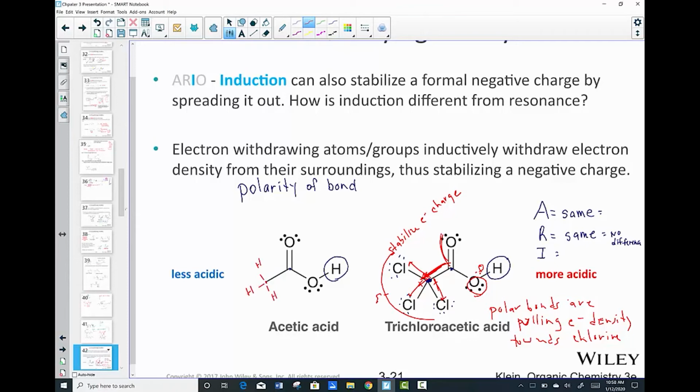And therefore, because the A is the same for atom, R is the same for resonance, I look to see if there's an inductive effect. Are the highly electronegative elements present in the molecule, such as chlorine, to help stabilize negative charge? And that's certainly true with trichloroacetic acid. It is a more acidic proton than plain old acetic acid.